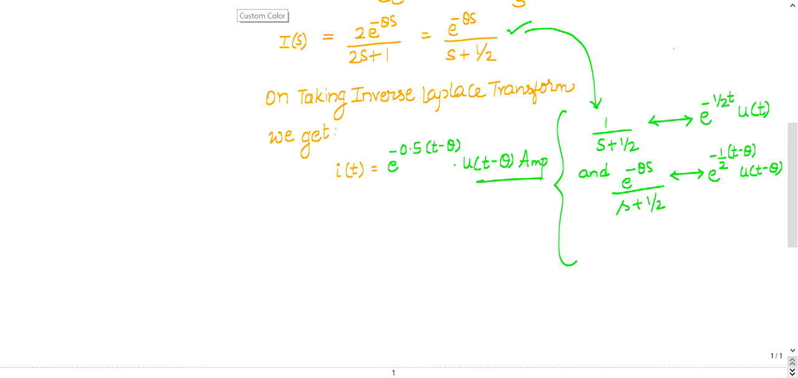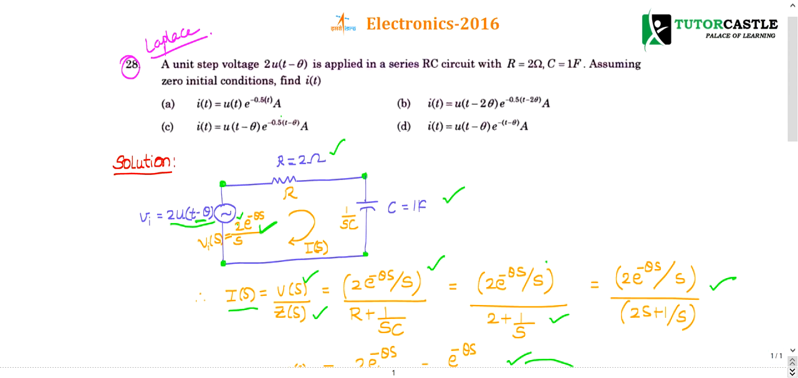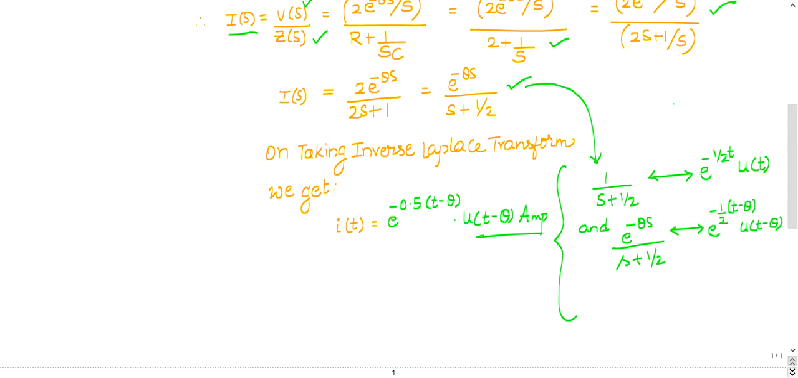Okay, so I of s is given, but the options are not in terms of I of s, they are in the time domain. So we have used Laplace only as a tool. So solve this question and finally throw that Laplace transform away. Finally we'll get a time domain expression. So how to find the inverse Laplace transform of this?